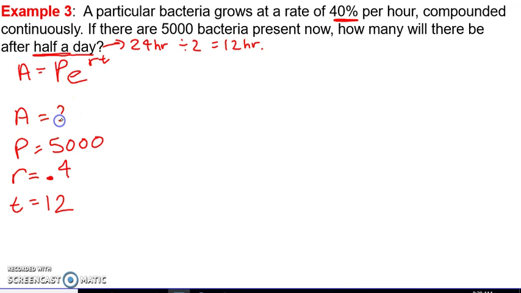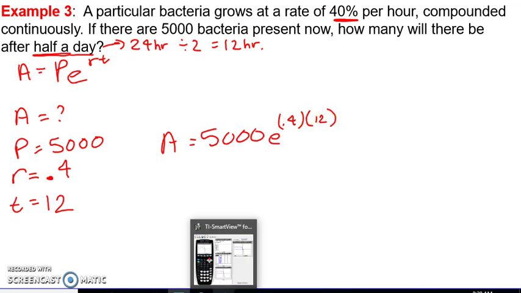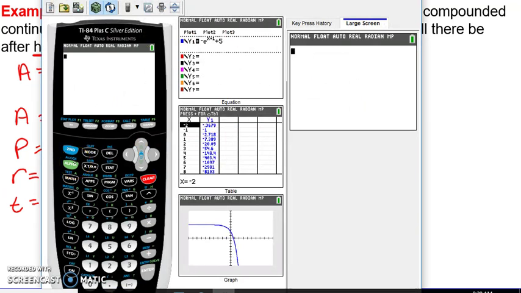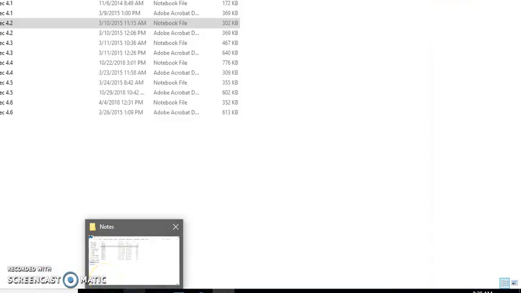And we don't know exactly what our A value is. So I have A equals 5,000 e to the 0.4 times 12. Let me show you how you put this in the calculator. Clear it. So you'll have in your calculator 5,000. You'll do second division to get the e, put the caret sign, and go ahead and put your parentheses.